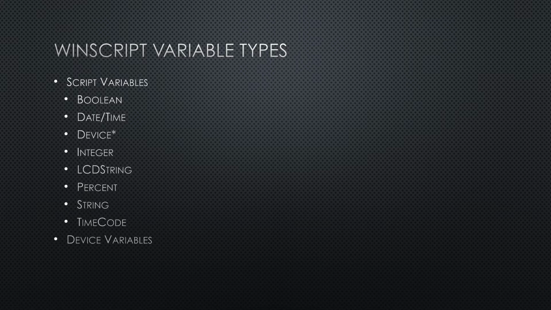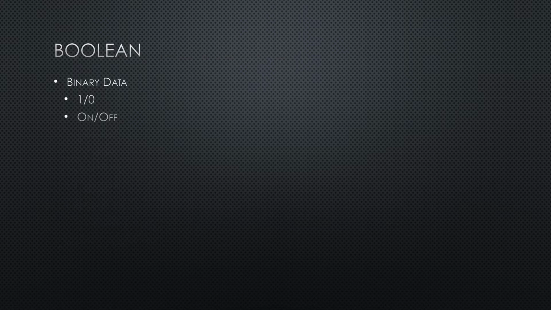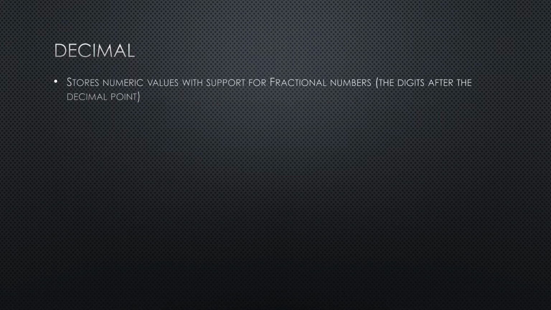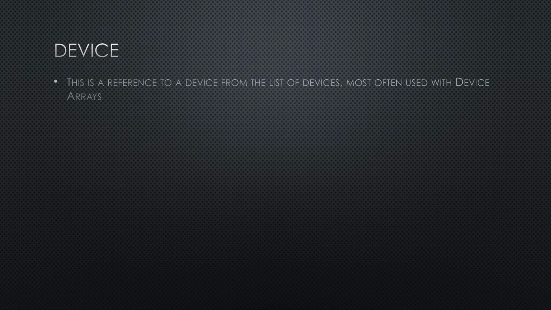quickly. Boolean is a binary data type, either on or off, 1 or 0, etc. Datetime is exactly what it sounds like, in the format month, day, year, 1, 2, 3, 4, 5, 6 in a 24-hour format. No frames on datetime data types. Decimal is a numeric value with the ability to support fractional numbers, parts after the decimal point. Device is a reference to a device from the list of devices.